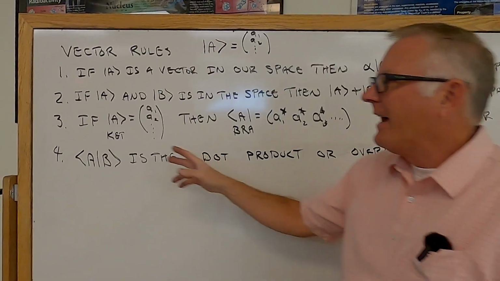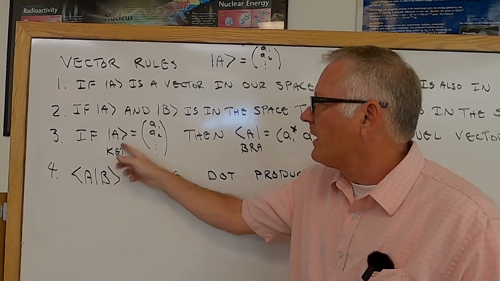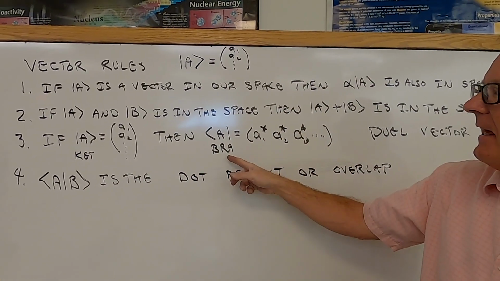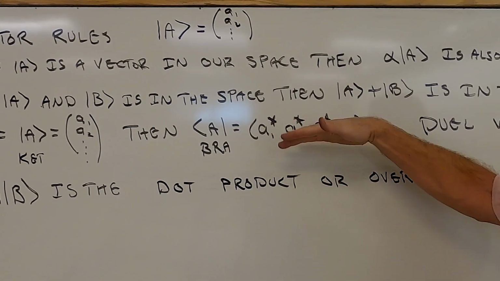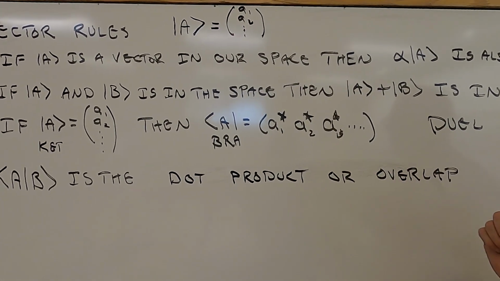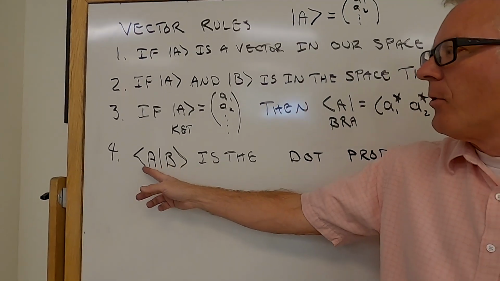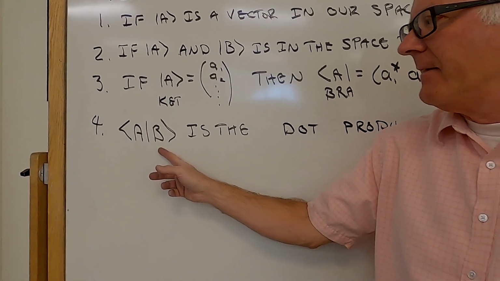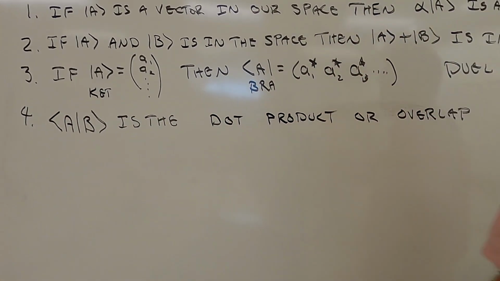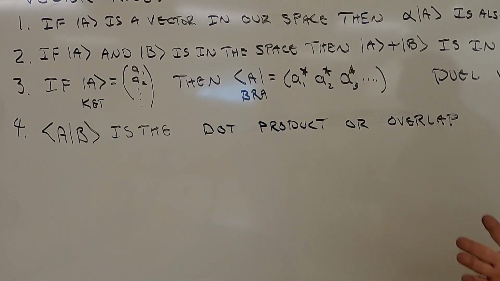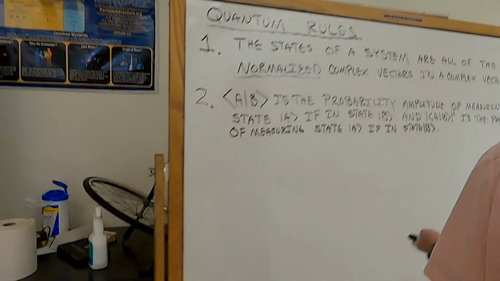And then we defined, if A was given by this, we called that the ket, then the dual vector, which we called the bra, we turned it into a row, and we made them all complex conjugates. And when you put together the bra-ket, the bracket, it's really just the dot product between these two, or the overlap between two vectors. Okay, and then we had two quantum rules.